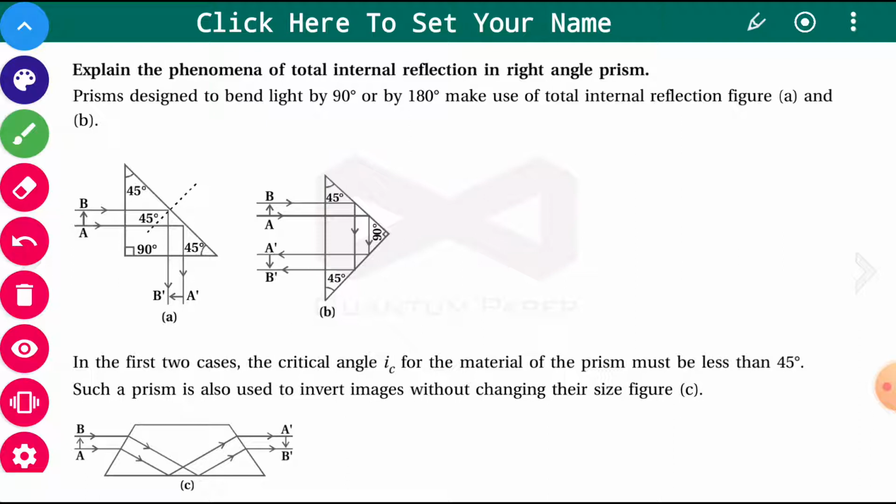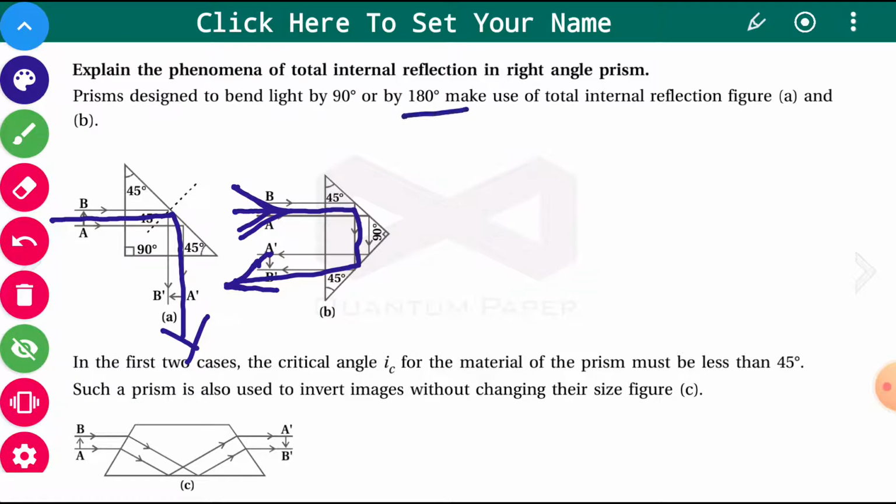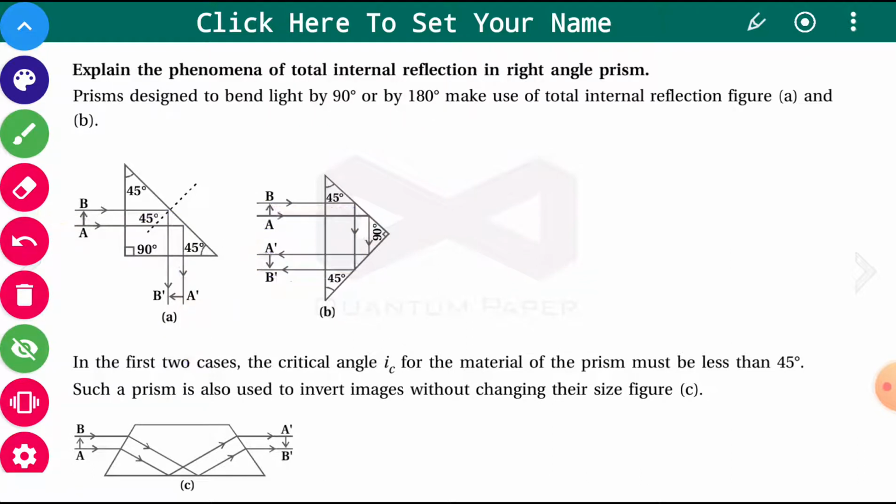So a prism is designed to bend the light by 90 degrees or by 180 degrees, making use of total internal reflection. In this figure, figure A and B, you can see these light rays are bent at an angle of 90 degrees, while these light rays were moving in this particular direction, but then they are returning from the prism, meaning there is a bending of 180 degrees. You can easily see.